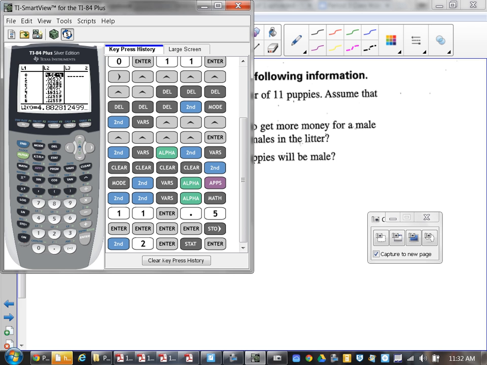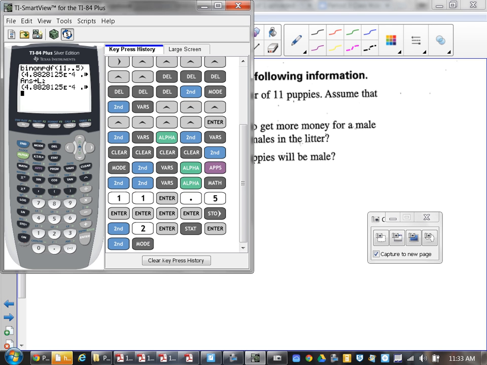For the PDF? I don't know what you just did. All you have to do to get to the binomial PDF is second, bars, and then scroll through and look for binomial PDF. Well, where's your calculator? Once you get to your binomial PDF and it comes up, you put in binompdf 11, comma, 0.5, close the parentheses. All right?